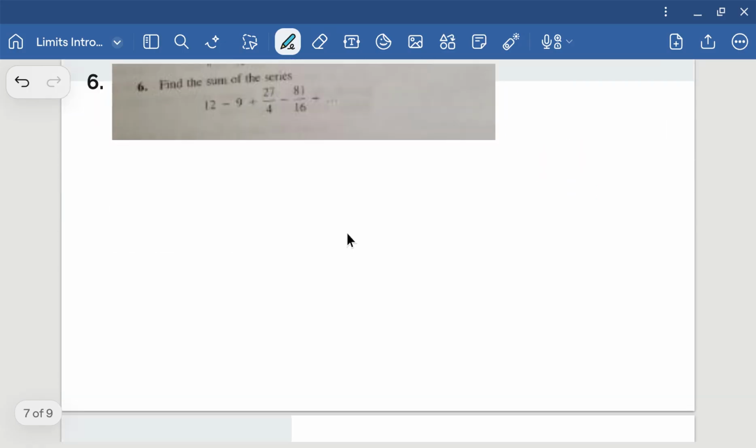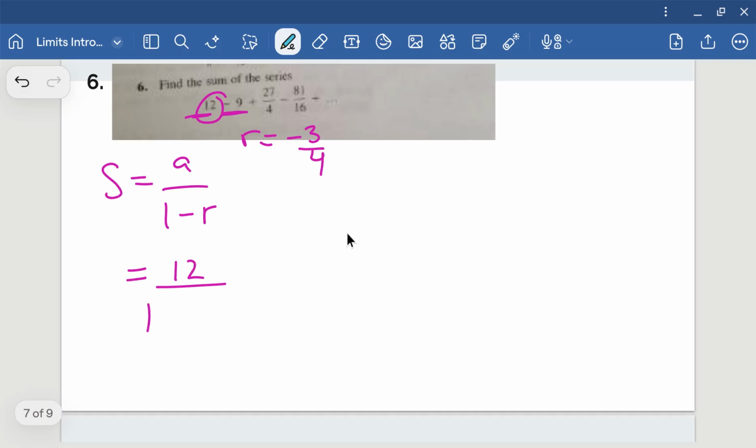Now our very last question is about a sum of the series. If we want to calculate the sum, we're going to use our formula a, so your first term, divided by 1 minus r. So I need to figure out first if this is a series, which it is. So you can take your second term divided by your first term, and you'll find out that your r value is negative 3 over 4, and your first term's 12. So we're just plugging this directly in. You're going to have 12 divided by 1 minus negative 3 over 4, and you plug this all into your calculator, and you'll see your sum is 48 over 7.